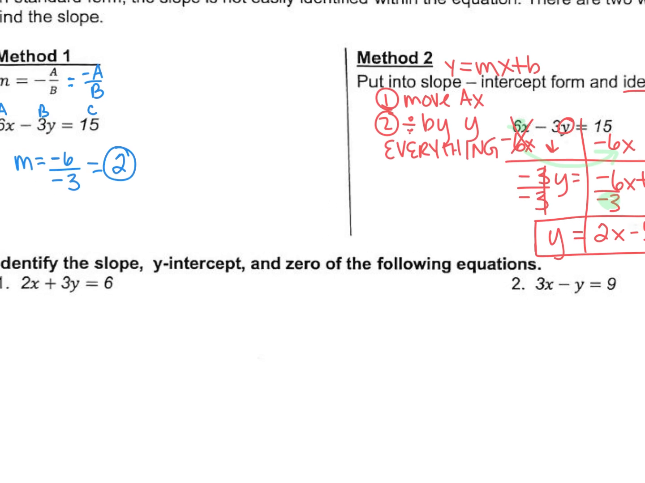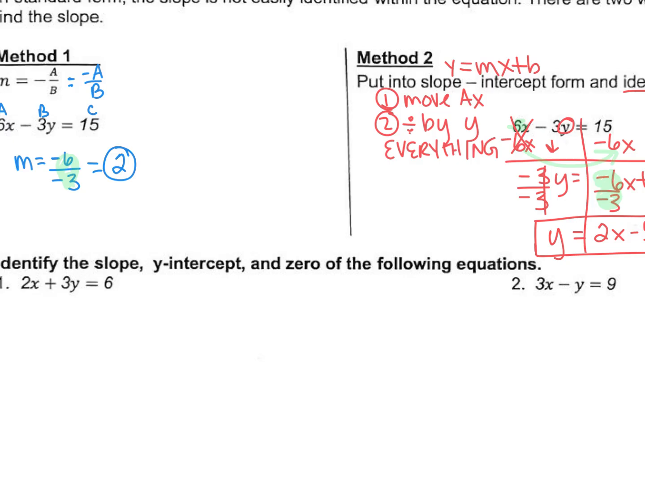Oh, look, we divided by the b. Do you see how this is exactly the same as this? Here's the thing. We're doing the same thing, okay? The only difference is with method 1, you're going to have to memorize it. You're going to have to memorize negative a over b. And if you feel comfortable doing that, by all means, do that.